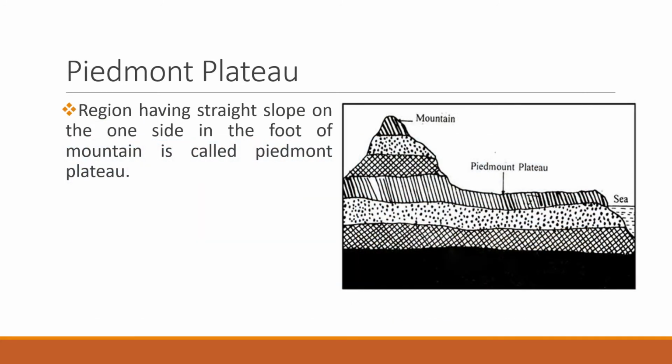Next is Piedmont Plateau. Region having straight slope on the one side in the foot of a mountain is called Piedmont Plateau. Here in the image you can see that there is a mountain and then there is a straight slope, and the region next to it is Piedmont Plateau.